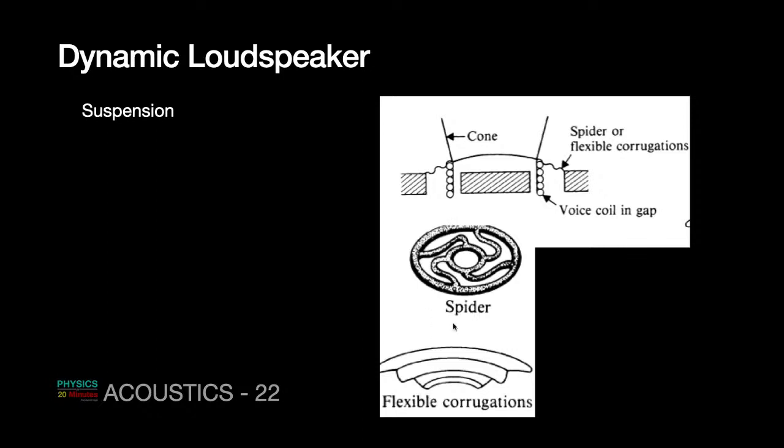When it goes out, it looks like this. It can come in, it can become in plane. So this is normally referred to as suspension. Suspension has multiple functions. It supports the cone, because otherwise the cone will not be held symmetrically and will not remain free to vibrate.